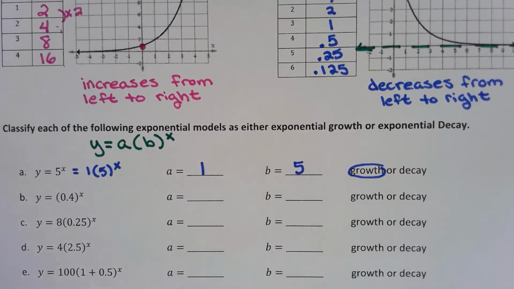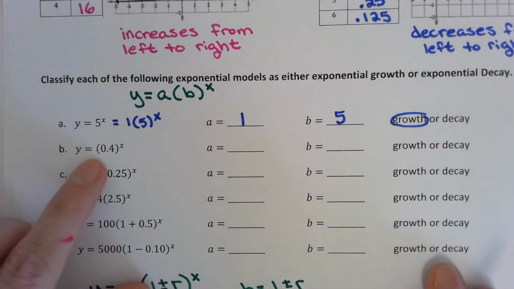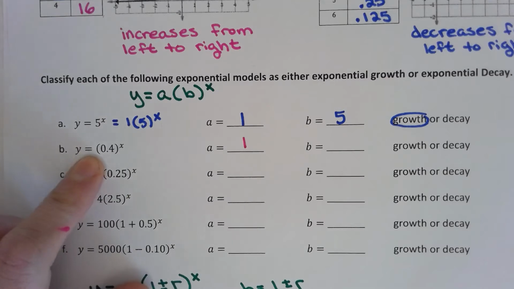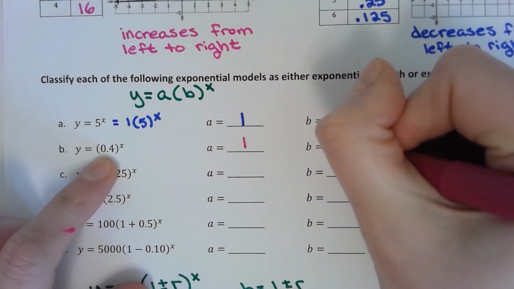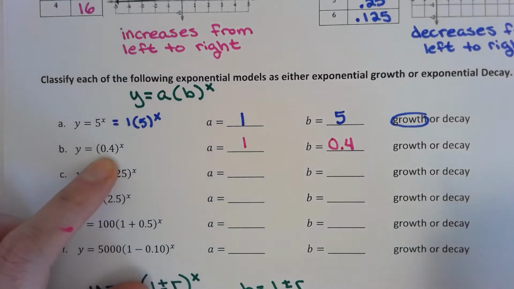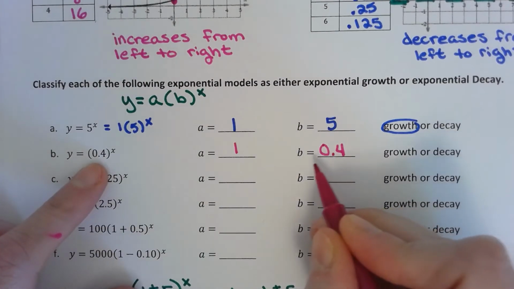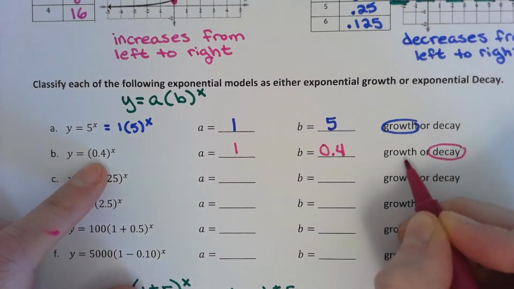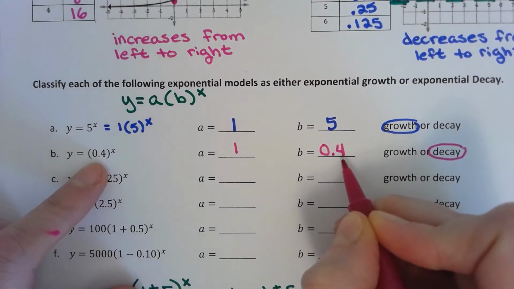Let's do the next one. Okay, part B. I don't have anything outside of my parentheses right here, which means my A value is 1. That's our starting amount. My B value is the number that's being raised to the x power, so that's 0.4. Now, if our number is between 0 and 1, this is decay. I know it's definitely not growth because this number is definitely not bigger than 1.